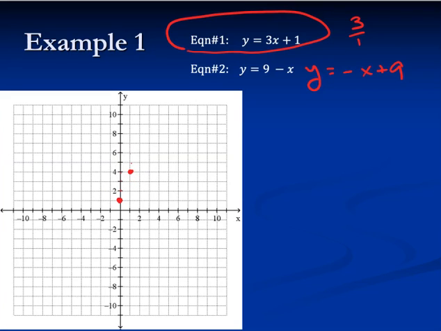We can plot a bunch of points, and that's because the slope is positive. If it was negative, we would have to go 3 down, 1 to the right. But since it's positive, it's 3 up, 1 to the right. If we wanted to go in the opposite direction, instead of 3 up, 1 to the right, we can go from our intercept point 3 down, 1 to the left. And we can plot as many points as we need to get this line.